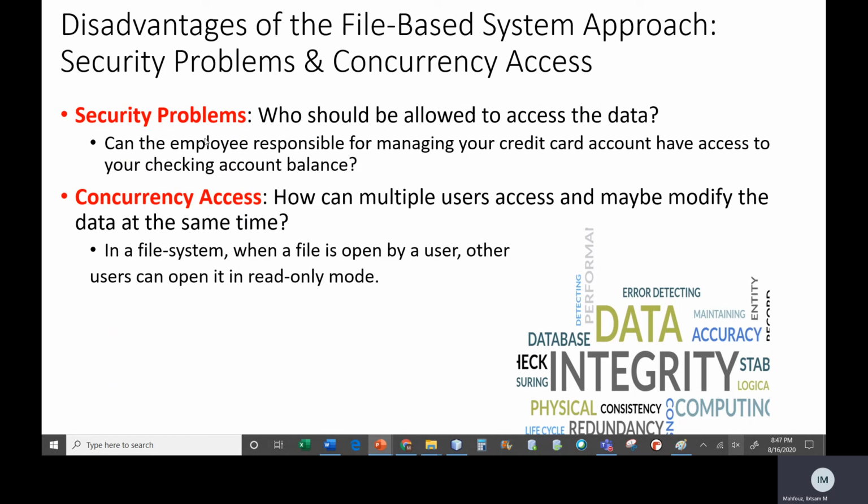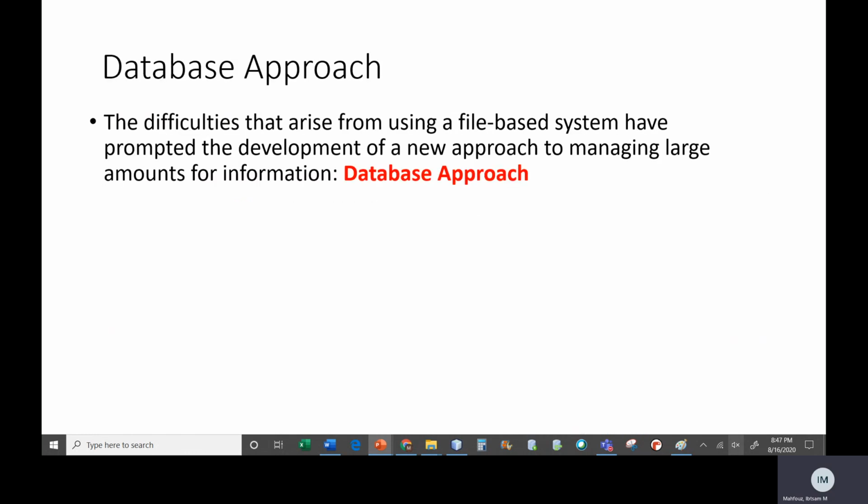The security problem, making sure that people don't access information they are not allowed to access. And then finding a solution for when multiple users want to access and modify the data at the same time. Those difficulties that we've talked about, the database approach, the database management system, will solve them. And in the next video, we will see how they are solved.